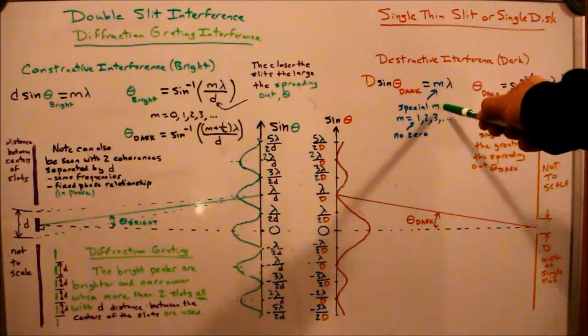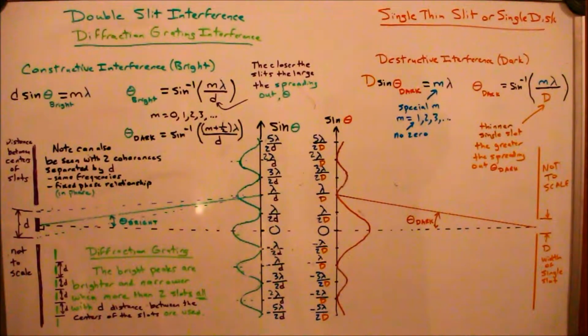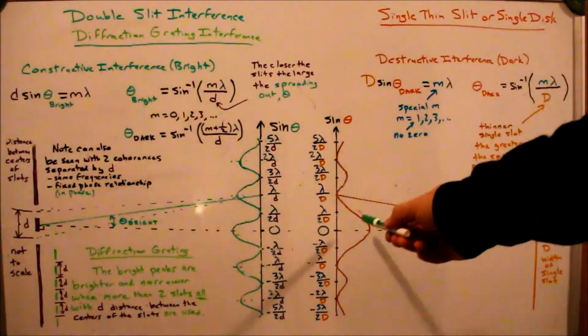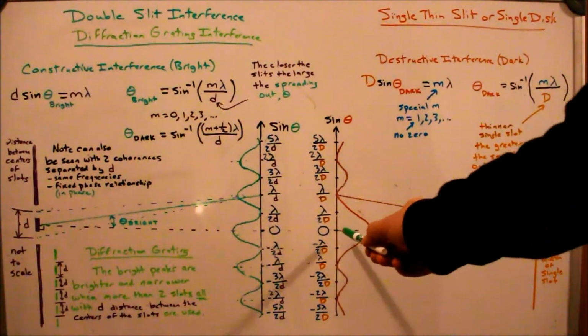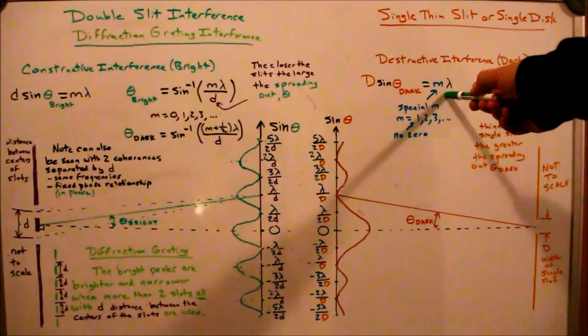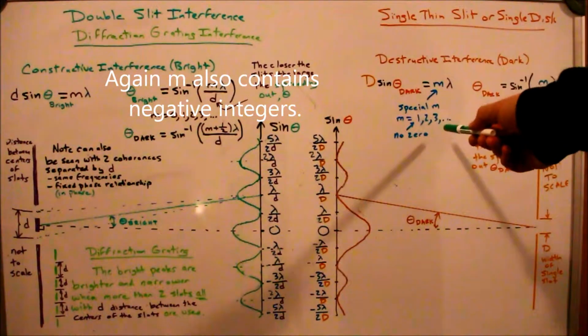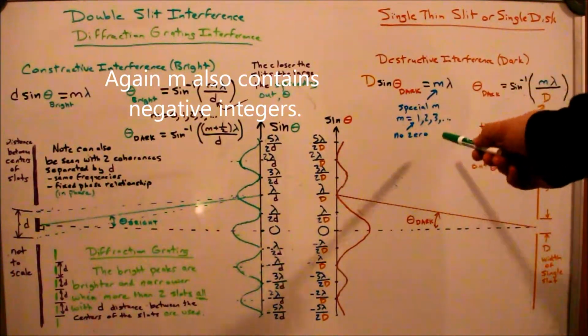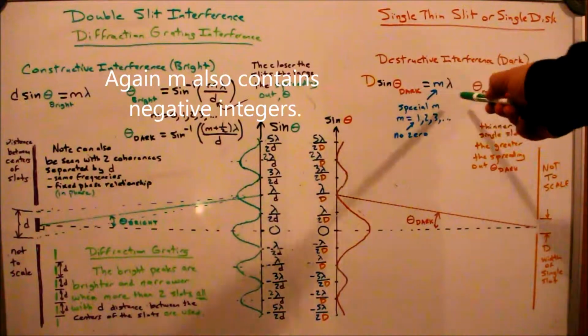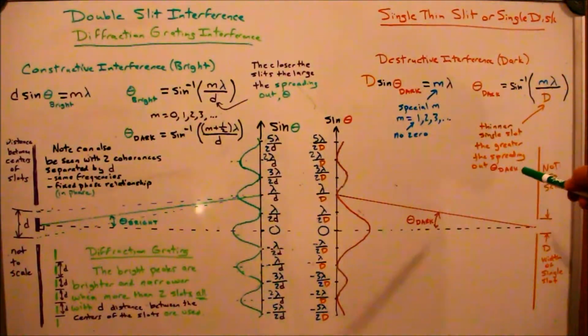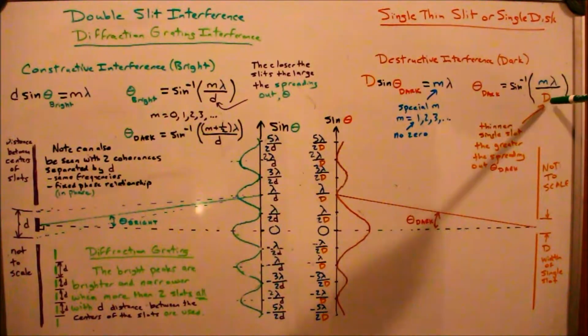equals m, but m is no longer 0, because we know when m is 0, that's at the center, and we know the center is bright. So m is only nonzero integers: 1, 2, 3, and so on, times the wavelength. So if I solve for theta dark, that's the inverse sine of m, this m that doesn't include 0, times the wavelength over d.